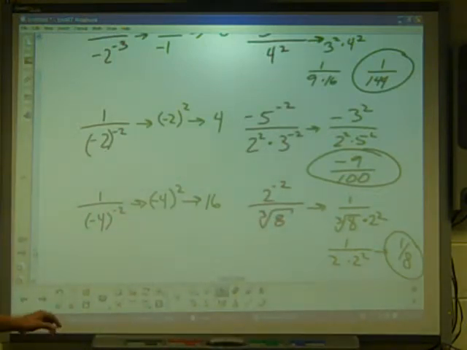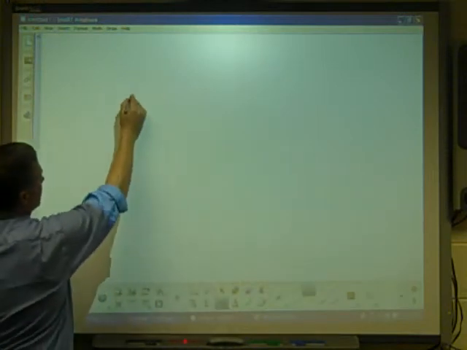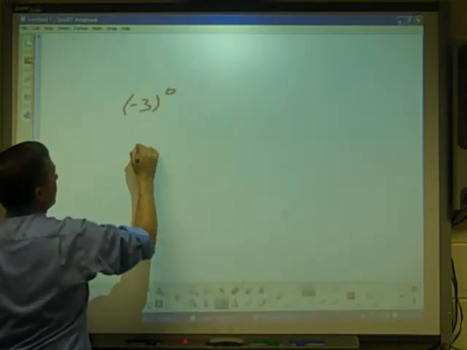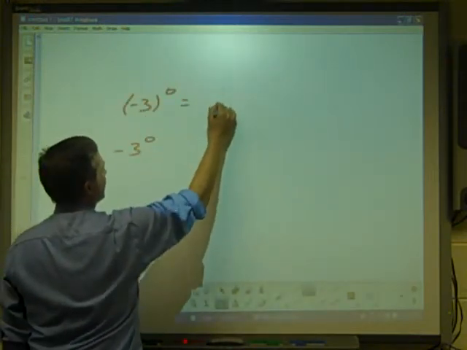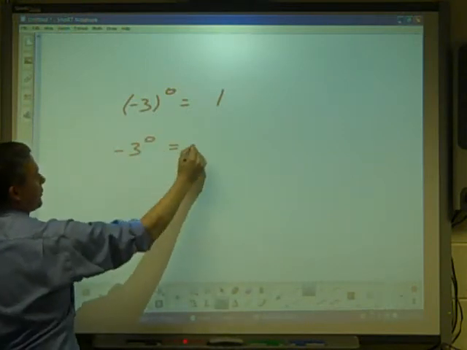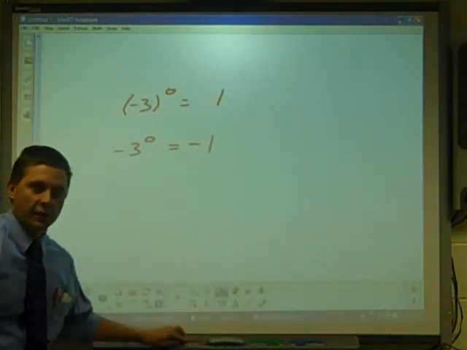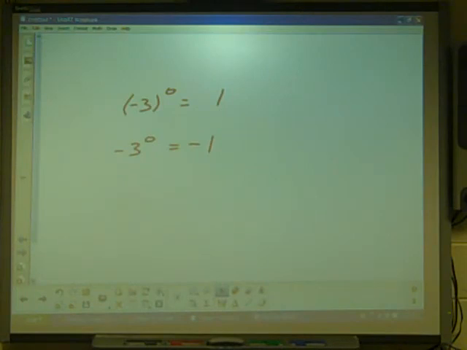This was a quick review of negative exponents. The only other thing I'll add to this is let's recall our zeros. Anything to the 0 is 1. But here again, short arms. That concludes our negative exponents. You can practice these and know where we're at.